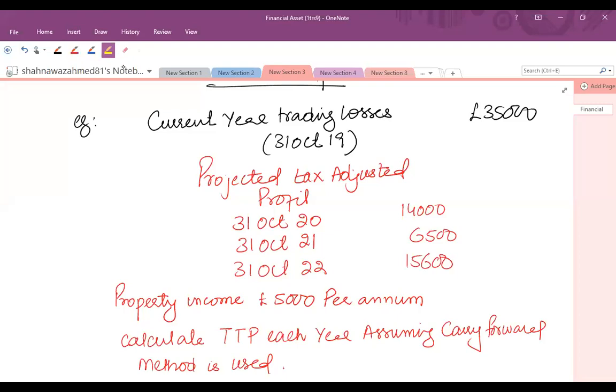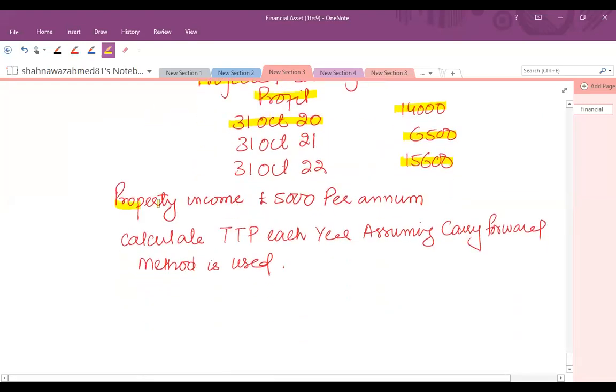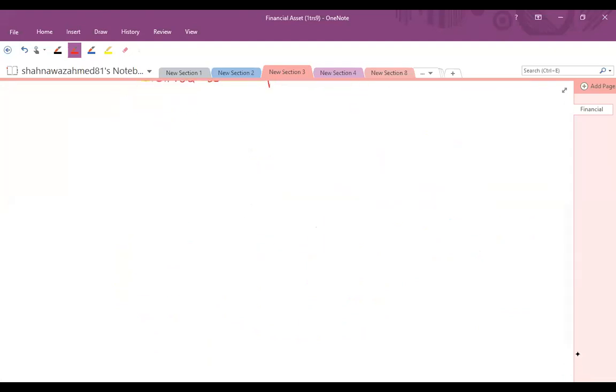For example, we have current year trading losses of £35,000 and the year end is 31st October 19, and the next projected tax adjusted profits are next year 14,000, then 6,500, then 15,600, and property income per annum is 5,000. Calculate TTP each year assuming the carry forward method is to be used. So first of all, let's prepare a pro forma of the subsequent years. So we have 19, 20, 21, and 22.